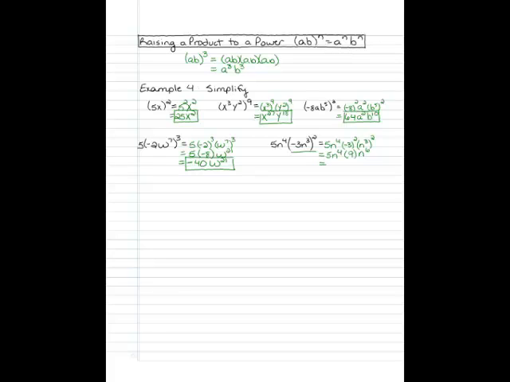Now we can multiply. So remember, numbers with the numbers, n's with the n's. 5 times 9 gives you 45. N to the 4 plus 6. So that would be 45n to the 10th.